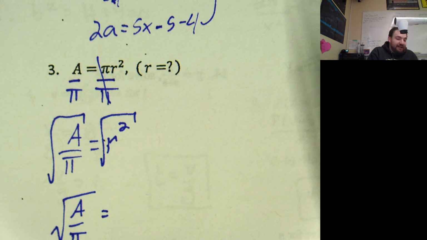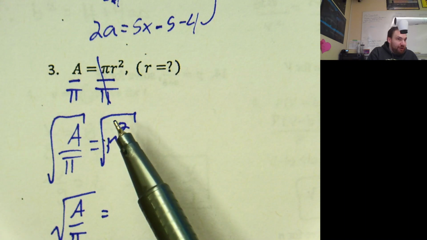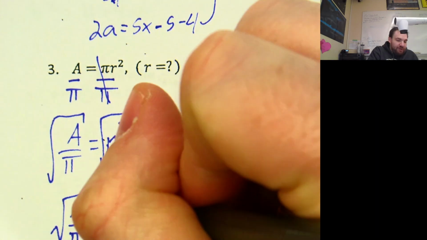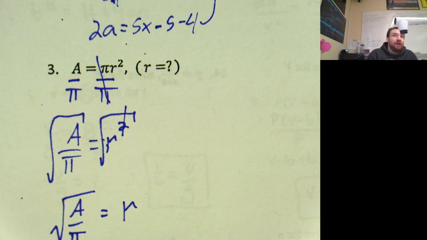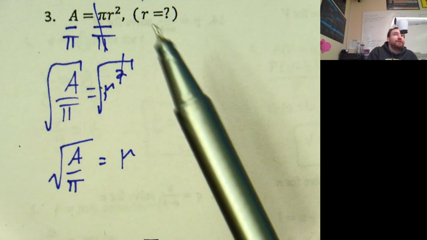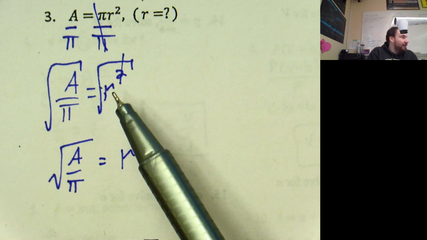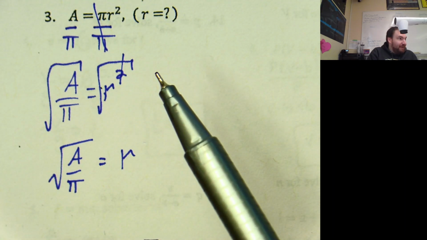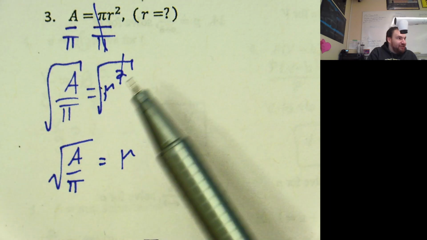Because squaring and square rooting are opposite operations. When you do both of them to the same thing, they cancel. So I'm just going to be left with r here. Does anyone need proof that the square root of r squared is r? Because I could show you a different way too, by converting the square root into a fractional exponent.